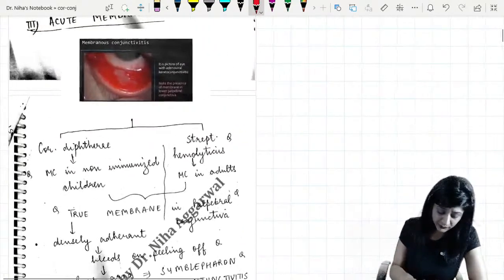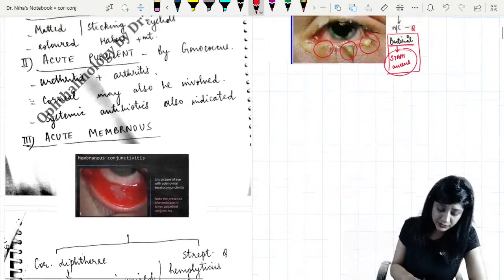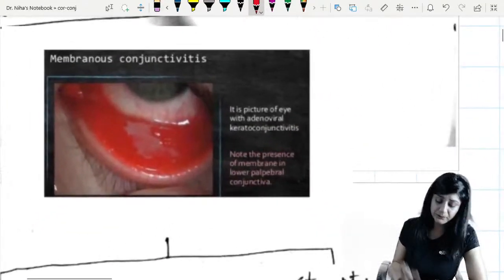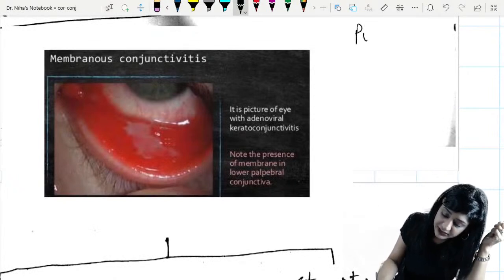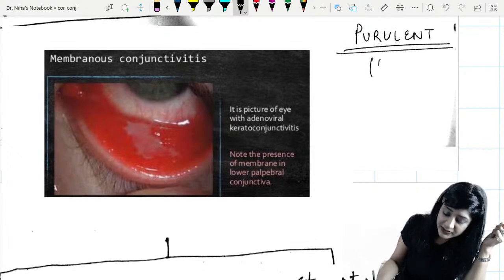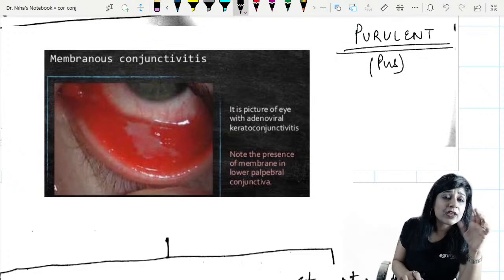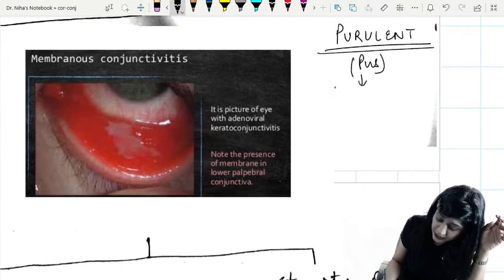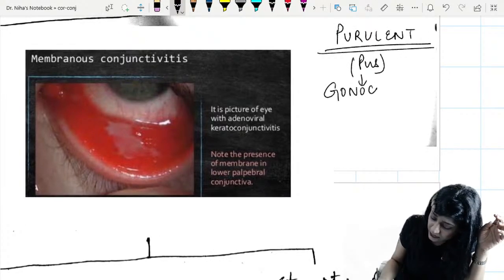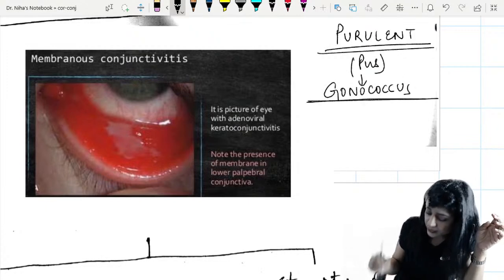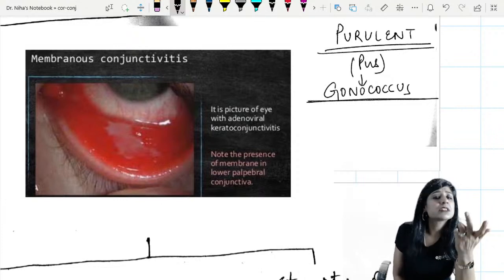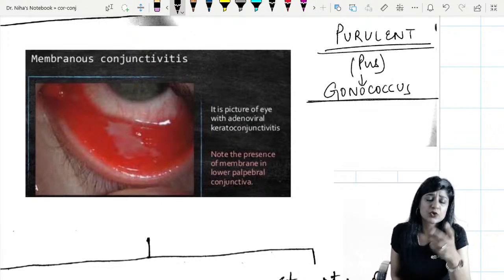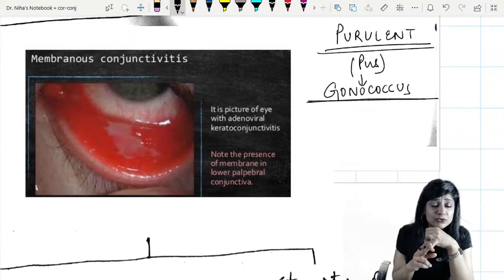Now coming to the other one. After the mucopurulent, we can also have the purulent conjunctivitis. Purulent conjunctivitis means only pus. So when you are having only pus, this is actually caused by the gonococcus. Now, whenever we are talking about the gonococcus, you know that gonococcus is a very, very virulent bacteria. So, all the things related to gonorrhea you have to keep in mind.